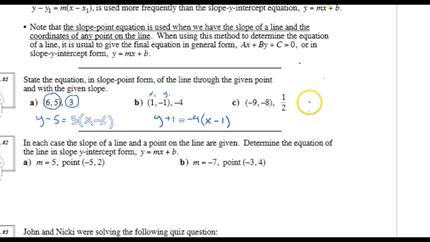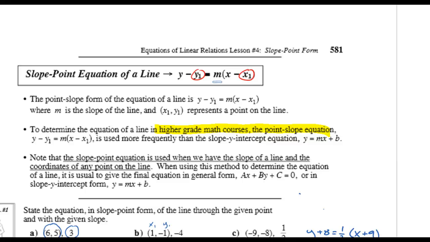Let's do this last one. y minus -8, that's the y coordinate, so y plus 8 equals the slope times x minus your x coordinate, so x minus -9, or just x plus 9. That's just the formula; you're pretty much just plugging numbers into it. As long as you memorize this formula, you'll be good to go.